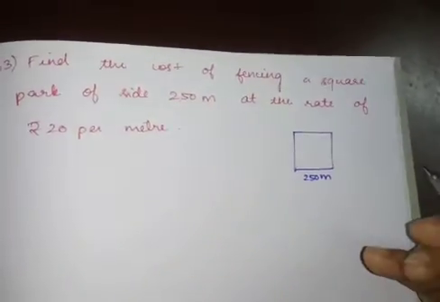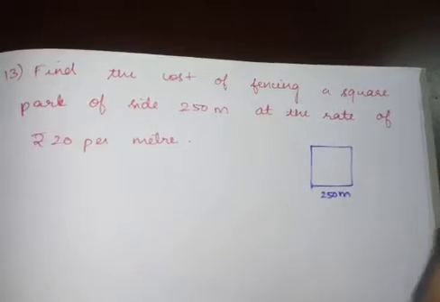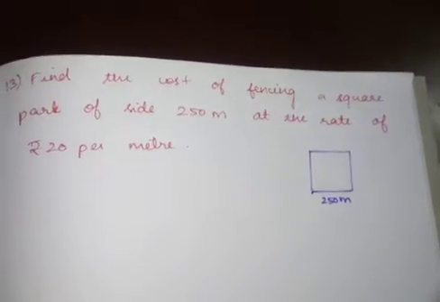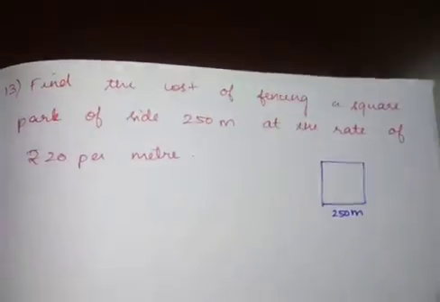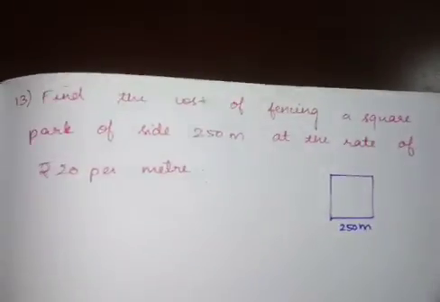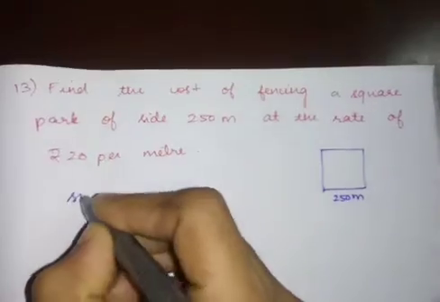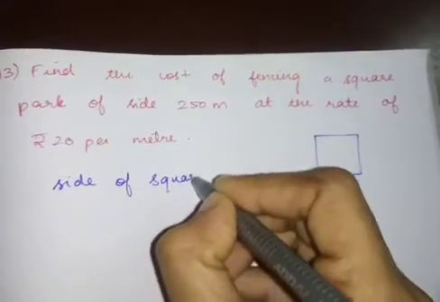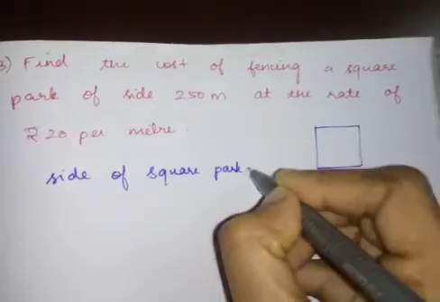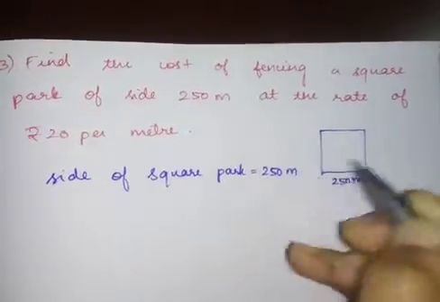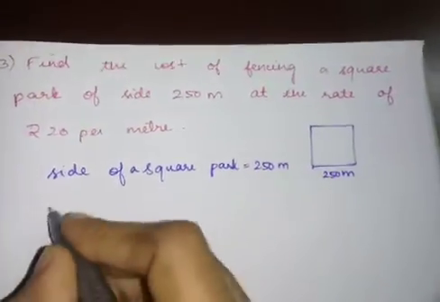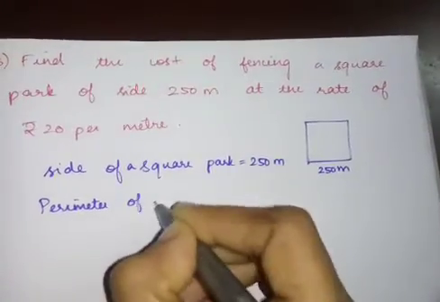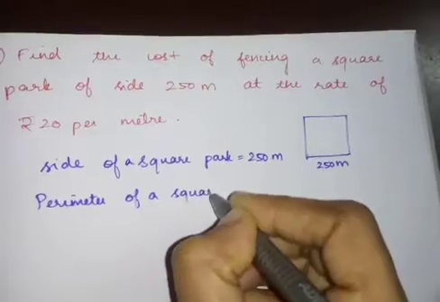250 meter. Yes. Now in this, not only should we find the perimeter, we should also find the cost of fencing. How much rupees is needed for the fencing, that we should find. Okay. Side of square park is how much? 250 meter. Side of a square park is 250 meter. So perimeter of a square park is how much?